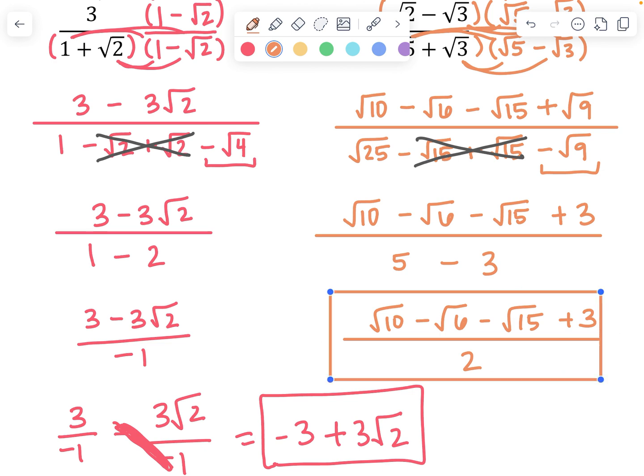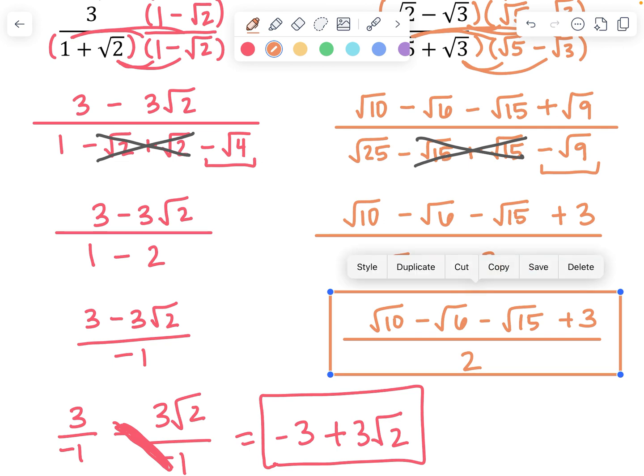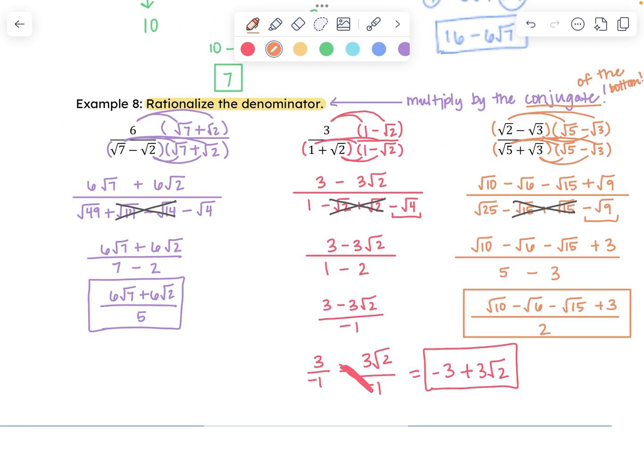Okay, so we will be working with radicals and square roots a lot this semester. You need to make sure that you remember how to simplify them. Make sure you remember how to work with them.